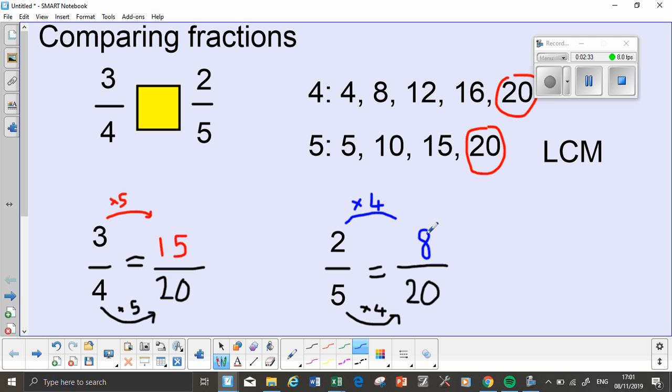So now it's far easier to compare this fraction with this fraction because their denominators are the same, so the parts are worth the same amount. So now I can easily see that 3/4 is greater than 2/5.